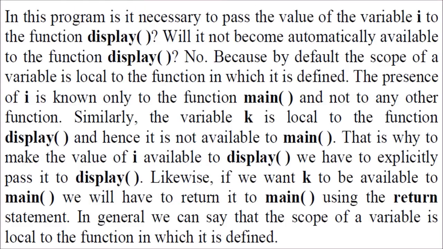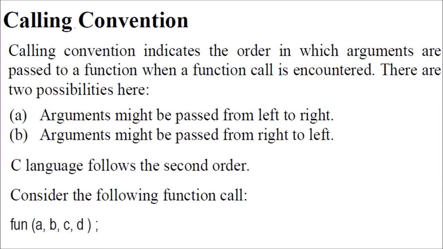But what I intend to say here is that the scope of a variable is local to the function in which it is defined. It will not be available to the display function by default. You have to do certain tasks. Let me give you an example. First of all, let me tell you some calling convention. The calling convention indicates the order in which arguments are passed to the function when the function call is encountered. The arguments might be passed from left to right, or from right to left. C language follows right to left.